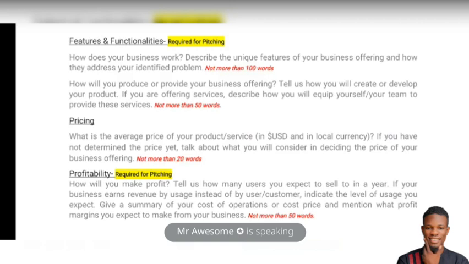So you would have to use your words. My best advice for this section is, for the first one, they ask you to use 100 words. And if you notice, you don't necessarily need to say so much on the first part.